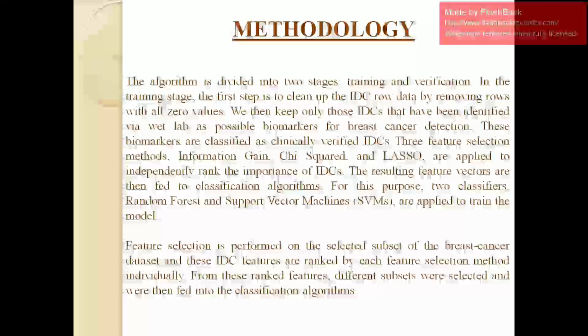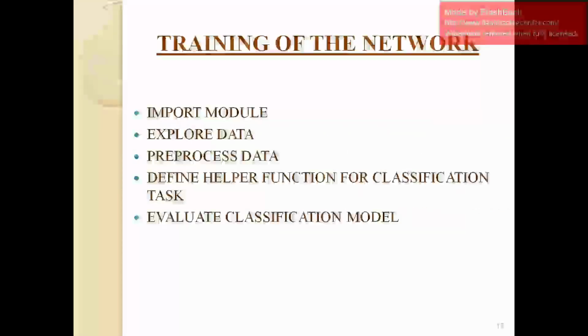Three feature selection methods: information gain, chi-squared, and lasso, are applied to independently rank the importance of IDCs. The resulting feature vectors are then fed to classification algorithms. For this purpose, two classifiers, random forest and SVM, that is support vector machines, are applied to train the model. A second set of feature selection is performed on the selected subset of the breast cancer dataset, and these IDC features are ranked by each feature selection method individually. From these ranked features, different subsets were selected and then fed into the classification algorithms.